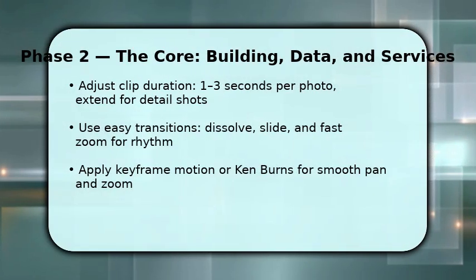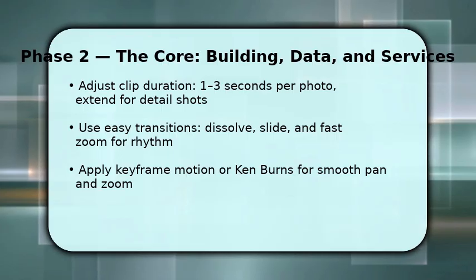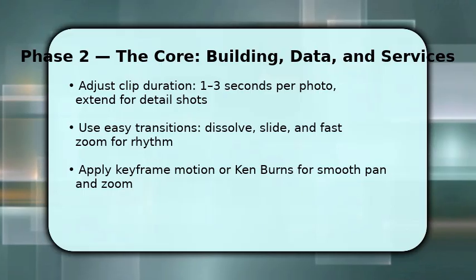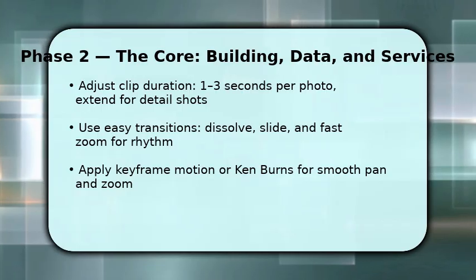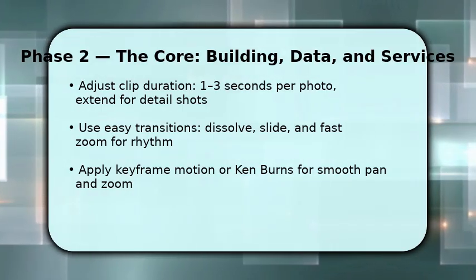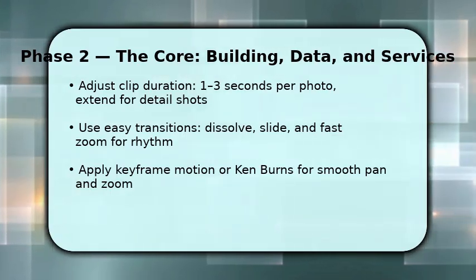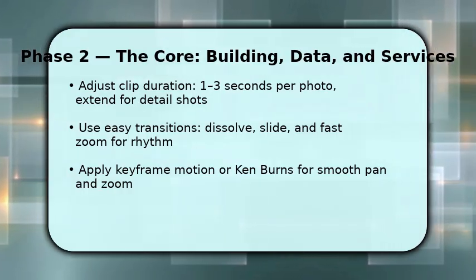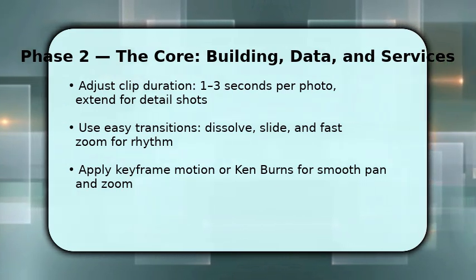Now you control pacing. Trim each photo to 1-3 seconds depending on tempo, and lengthen important shots for emphasis. Use transitions sparingly, dissolve or slide between similar scenes, and place them on beats of the music to create rhythm. For dynamic movement, add keyframe motion or the built-in Ken Burns effect to pan and zoom subtly. This prevents jump cuts and keeps viewers engaged. Also make selective use of overlays and opacity to layer textures or text without cluttering the frame.